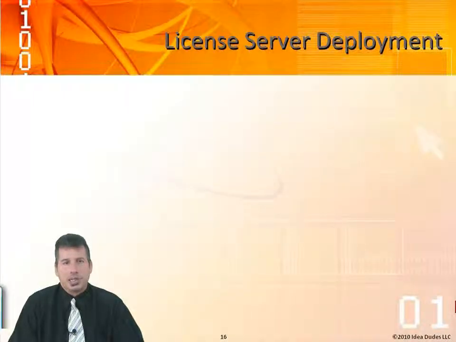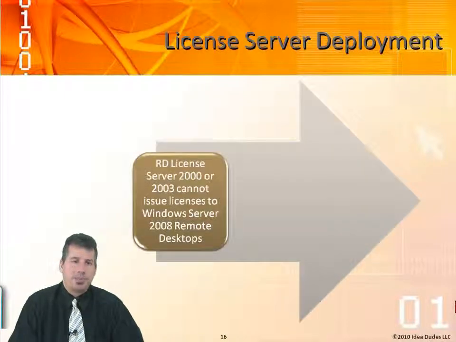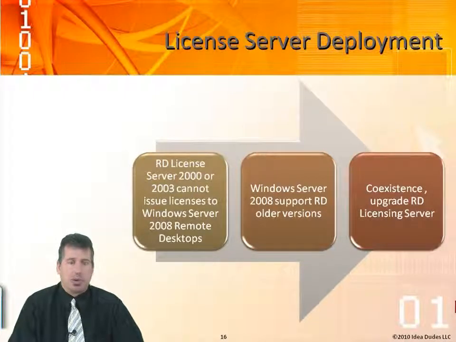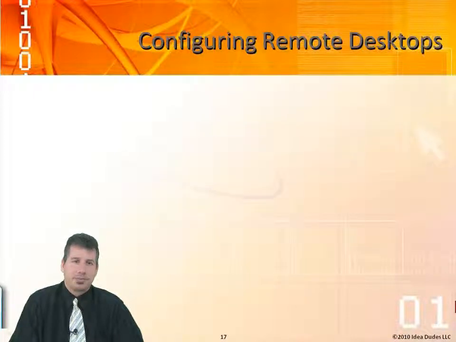So looking at licensing server deployment, one of the things we have to keep in mind is that Windows 2003 and 2000 cannot issue licenses to 2008. But Windows Server 2008 can give the licenses, so it provides backwards compatibility. So if you have a coexistence, you need to upgrade the remote desktop licensing server or terminal services licensing.